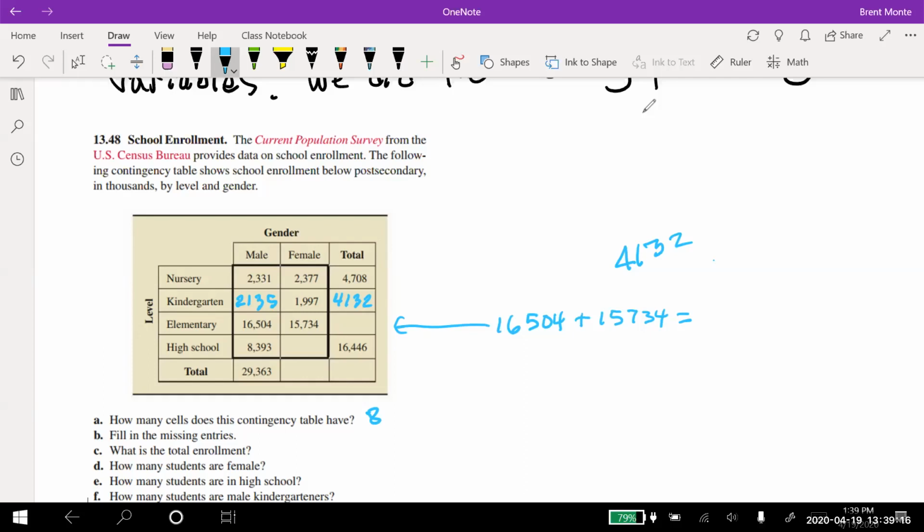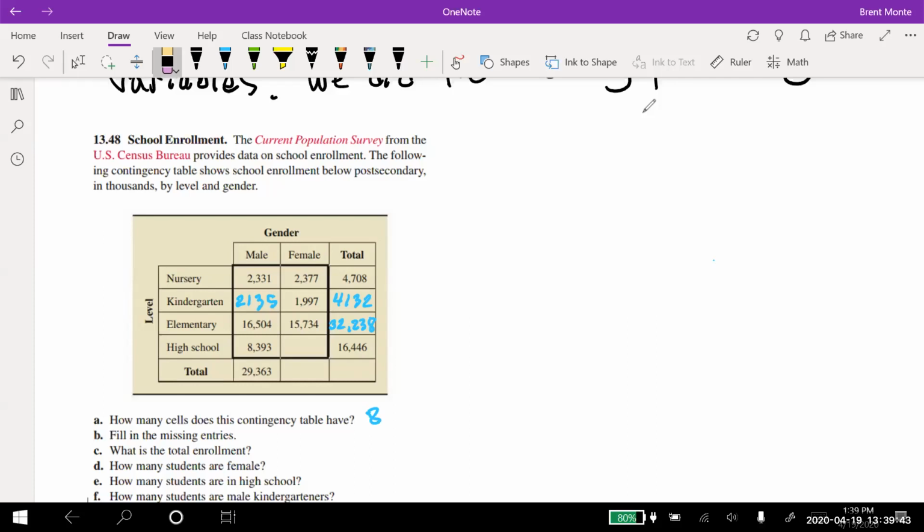16,504 plus 15,734, 32,238. Let's plug that in. I have to write a little bit smaller. 32,238, 32,238. Hopefully I can read that because I'm going to need it. All right, let's erase this stuff over here.